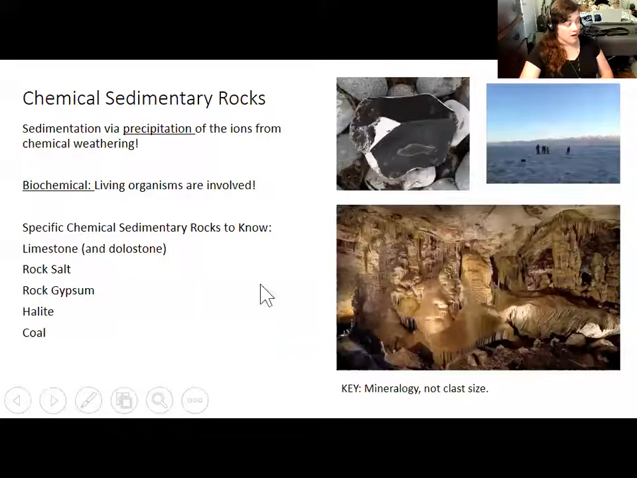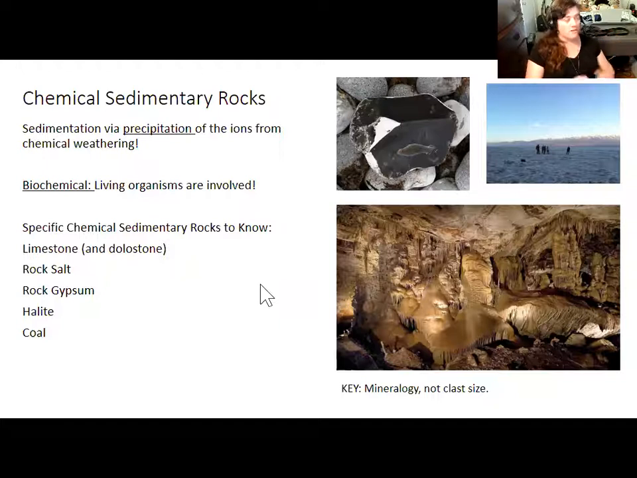So chemical sedimentary rocks are those that form not at all from pieces of rock, but solely from chemicals that were dissolved in the water. That can either be inorganic, like you can have water evaporating and leaving behind rock salt or rock gypsum, or it can involve living organisms. It can involve phytoplankton or snails or corals putting in the energy to take, say, calcium and carbonate ions from the water and convert those into the solid substance calcium carbonate, which is the mineral we know as calcite.